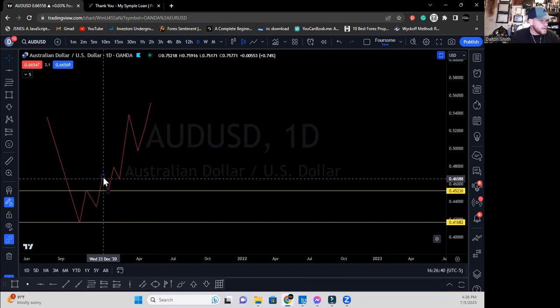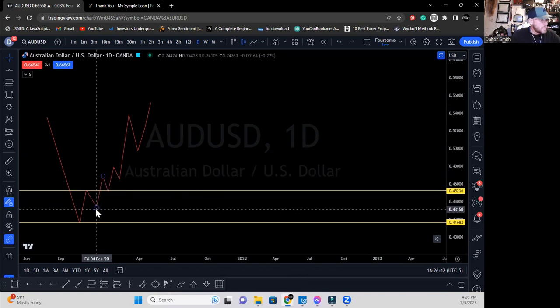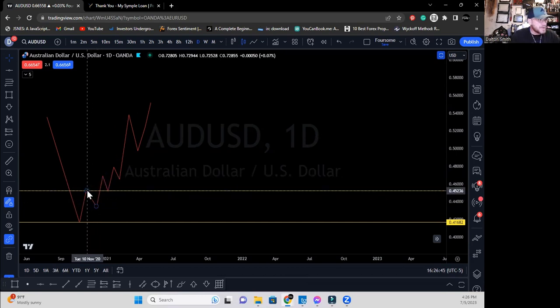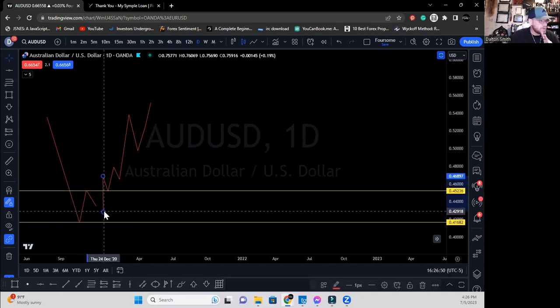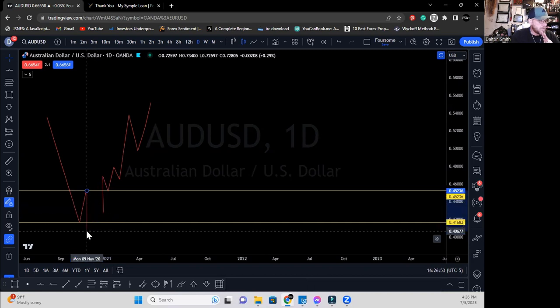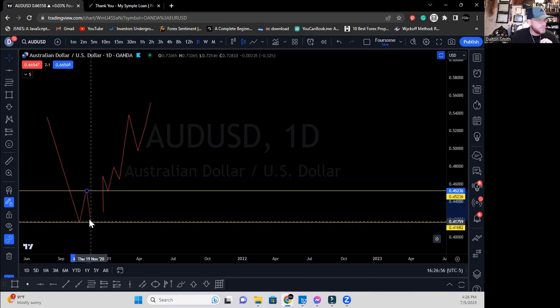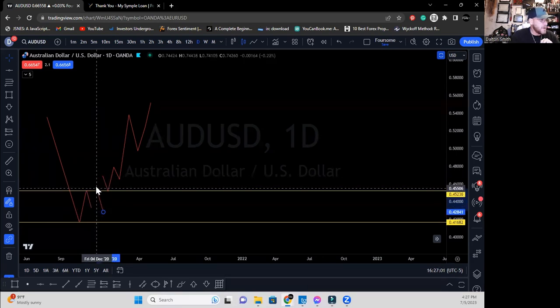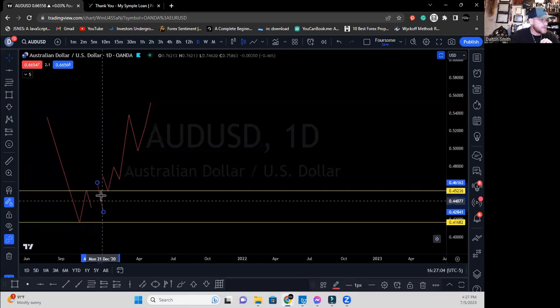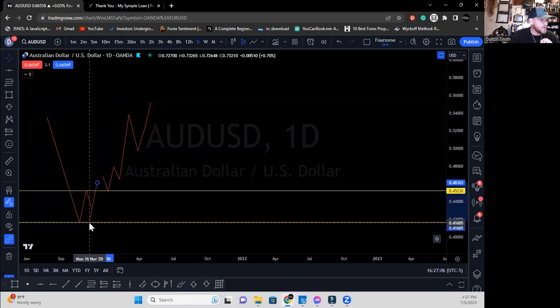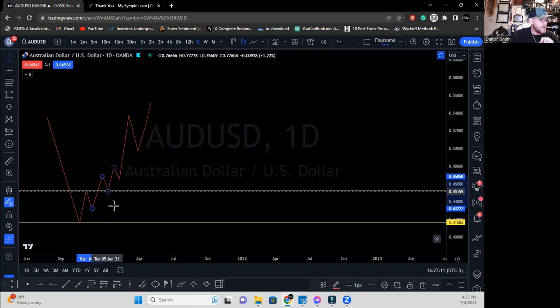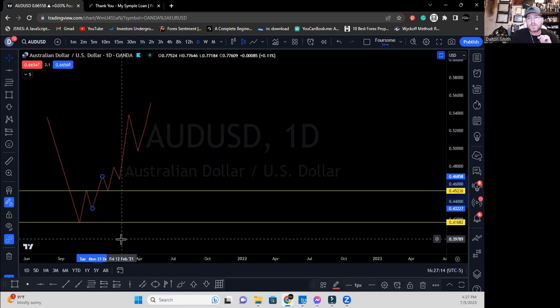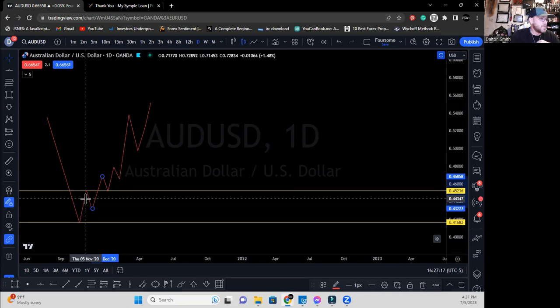Now, when we have a low here and we break this high. Okay, so we got two rules here. The low can't break the low. That's rule one. And then the high must break this high. That's what this line must do. It cannot break this low. It has to break this high. Because it did that, we have a break of structure and we're starting to move upwards.